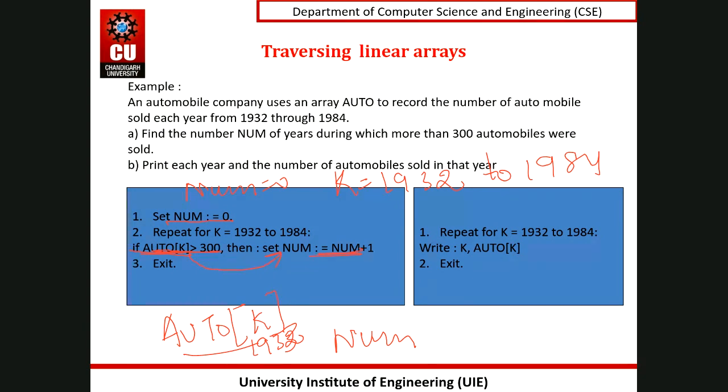Is this algorithm clear? You have taken a count variable to be 0 and you are starting from 1932 going up to 1984. Every time you are checking if A of K is greater than 300, increase the number of elements by 1, otherwise it will not increase. Is that okay?